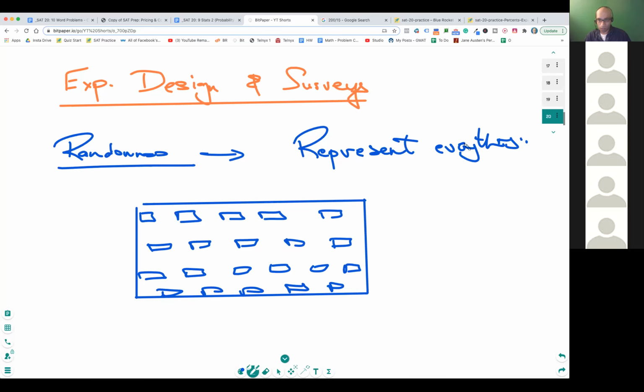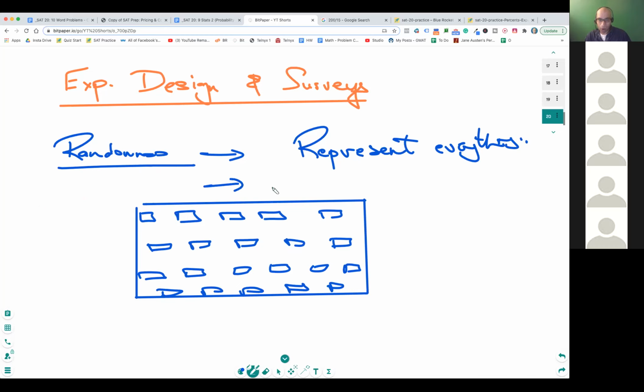So randomness represents everything. It needs to represent everything. Now what you can do is ask people to take the survey and email it out. Then you can collect it, and nowadays you can crunch the numbers easily. So that's the first part.